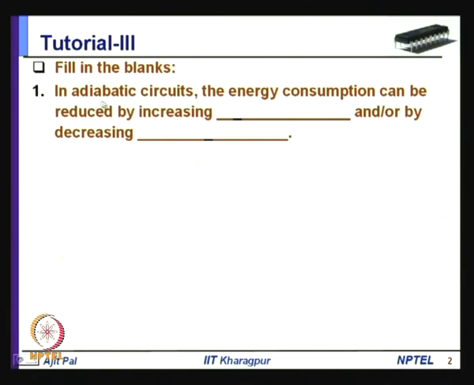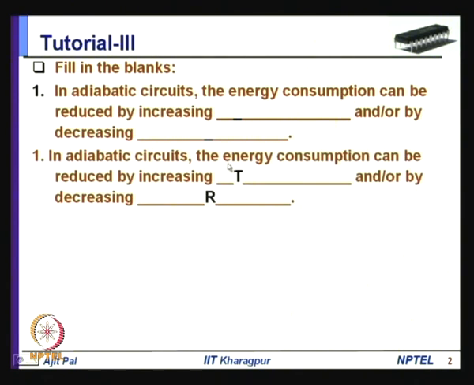First question was, in adiabatic circuits the energy consumption can be reduced by increasing dash and or by decreasing dash. So, the answer is, in adiabatic circuits the energy consumption can be reduced by increasing T, that is the time for charging, and or by decreasing R. Let me explain to you how these two are coming.